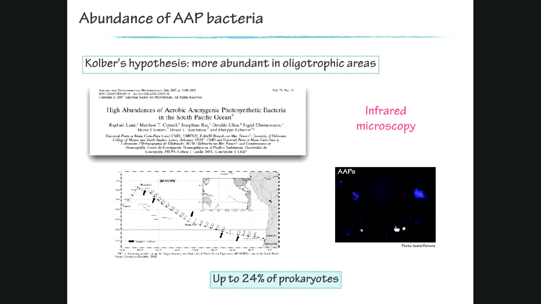And so a study in the Southern Pacific was carried out to test this initial hypothesis, known as Cuevas's hypothesis, saying that they would be more abundant in oligotrophic areas, because in oligotrophic areas cells have less carbon, and so if they have this additional source of energy, then they would be more competitive over strict heterotrophs. And they reported that up to 24% of prokaryotes were AAPs.